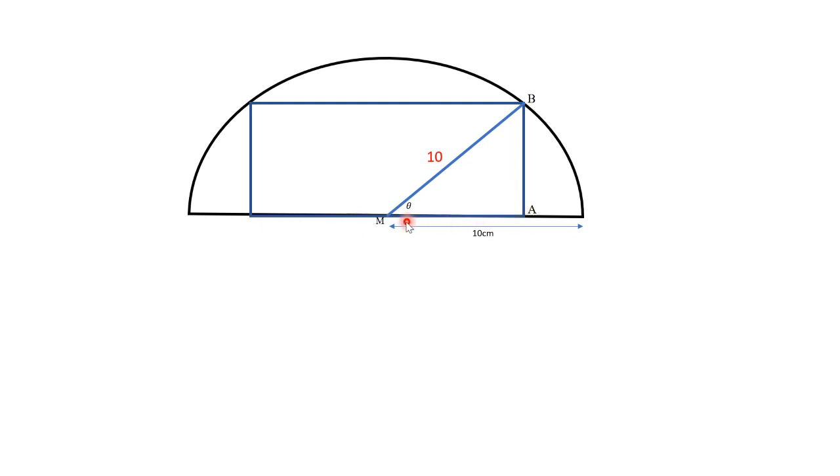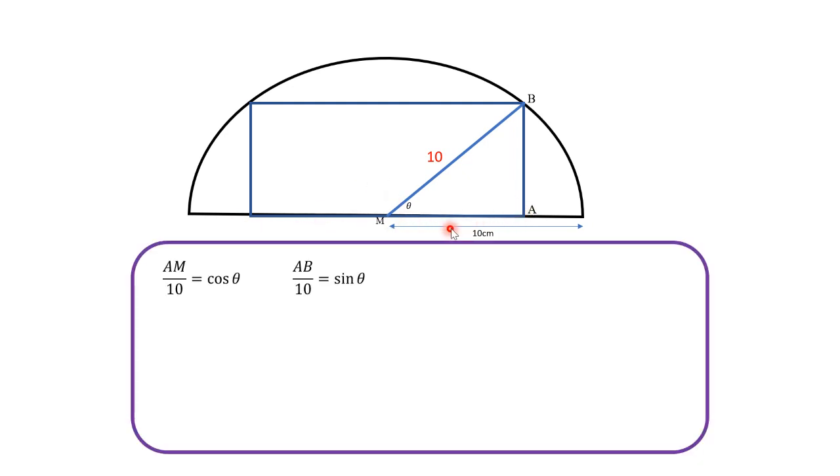Well, just using trig ratio, I can say that AM over 10, adjacent over hypotenuse, is equal to cos theta. And similarly, I can say that AB over the hypotenuse of 10, opposite over hypotenuse, is sine theta. And then I'm good to go, because then I can say that the area of this rectangle is made up of 2 of these lengths of AM times the breadth AB. Okay, and then I replace AM with 10 cos theta, and I replace AB with 10 sine theta.